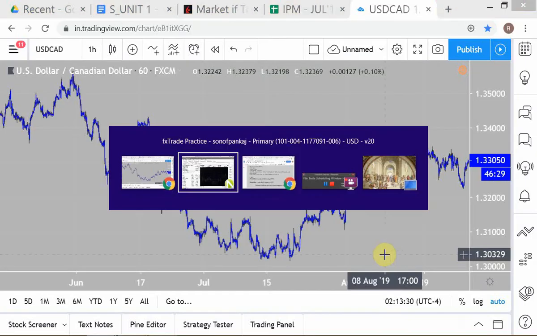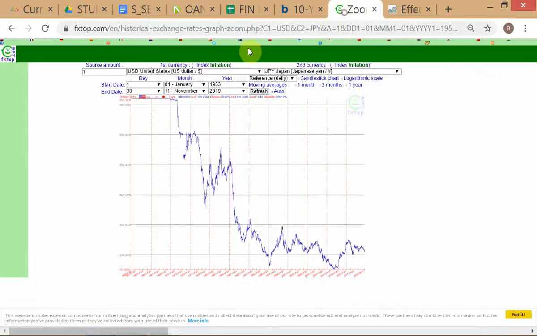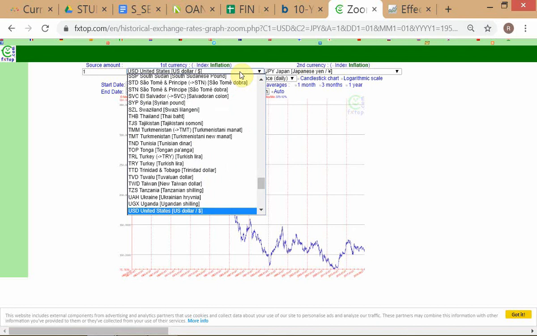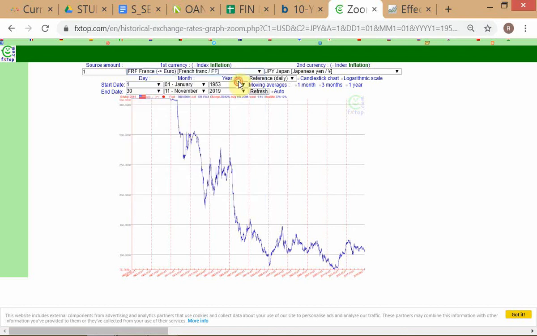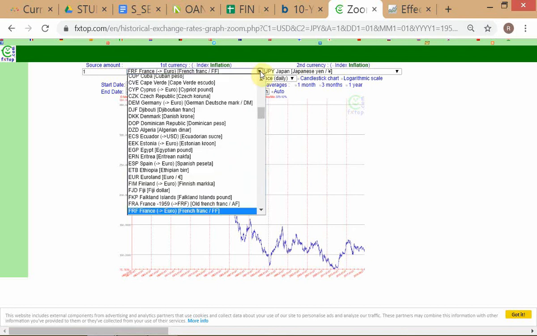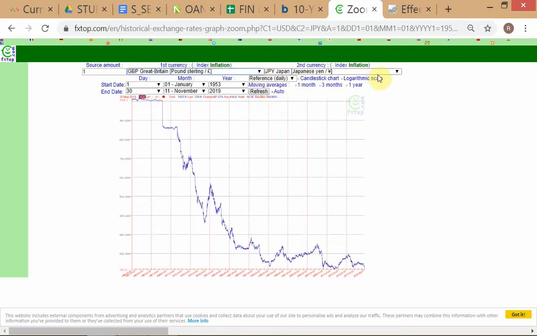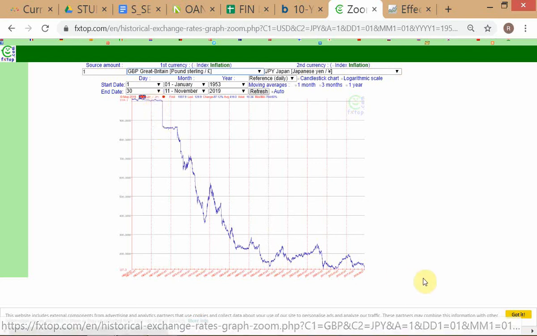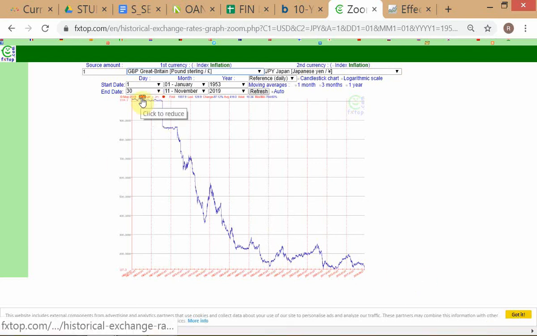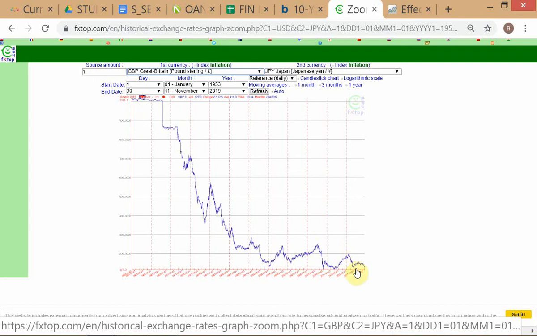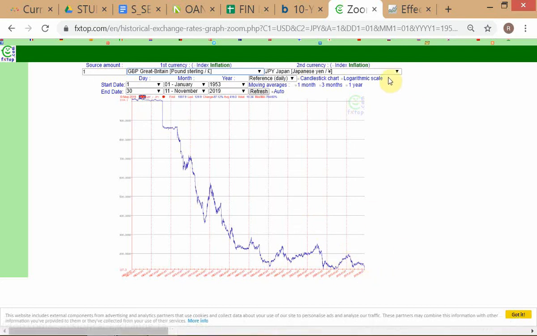If you want to really look at the long-term, we can see how to play with these charts. We can make this GBP, actually we're not interested in the French franc. Great British pound, and you can see what enormous trends you get over the long term. This is from the 1960s, late 60s. This is sterling against the yen. Can you see what kind of enormous trends?